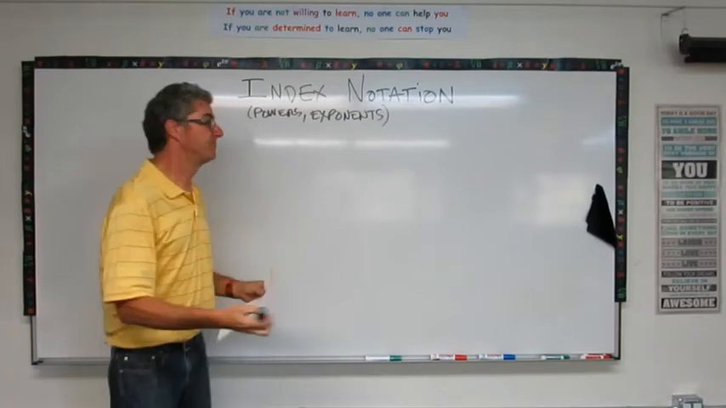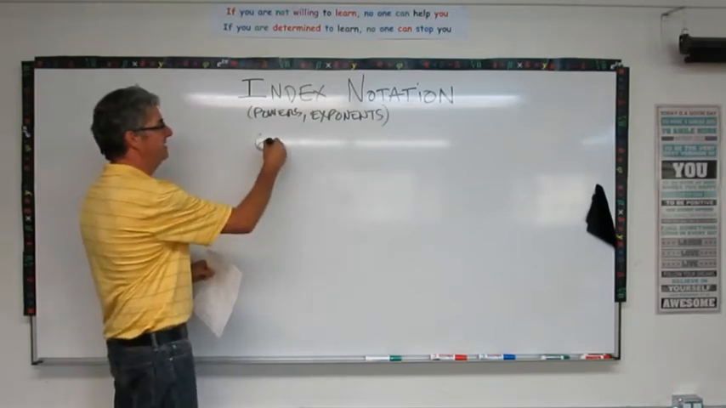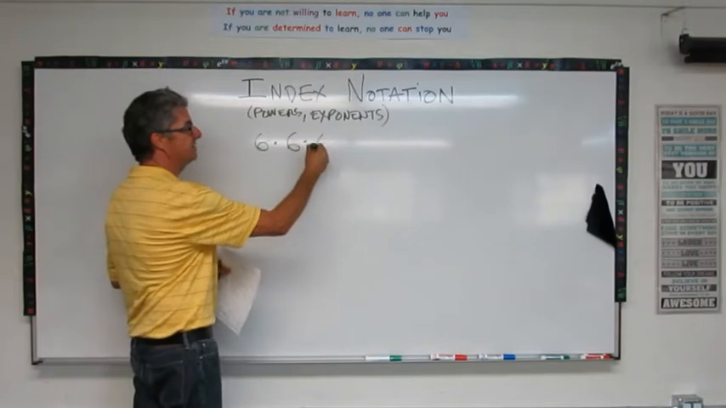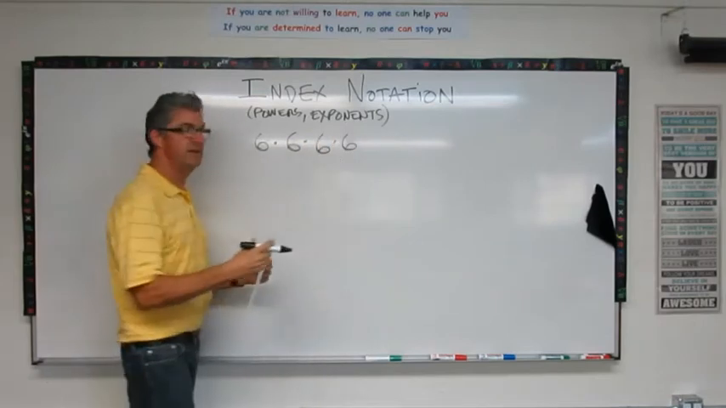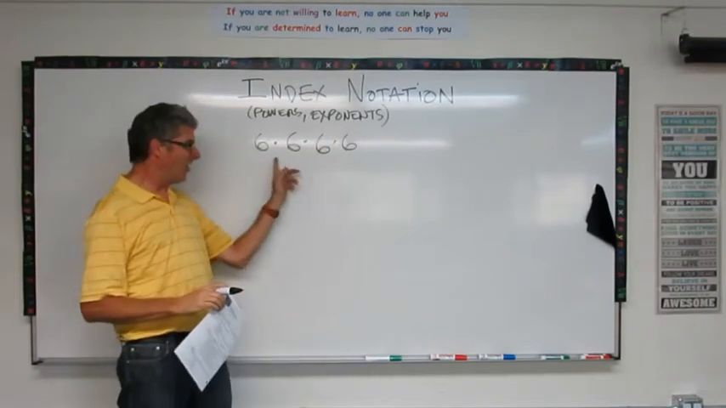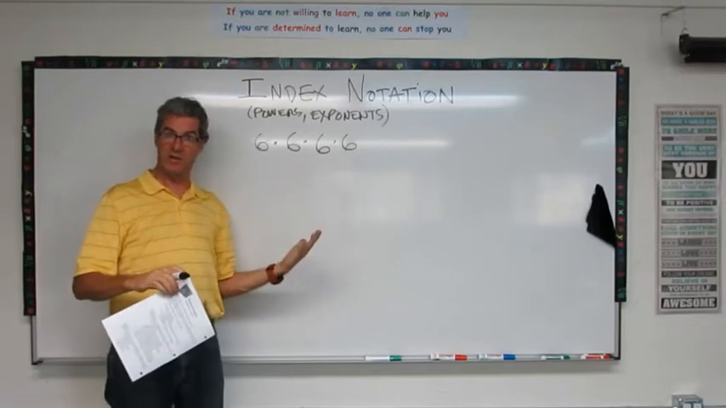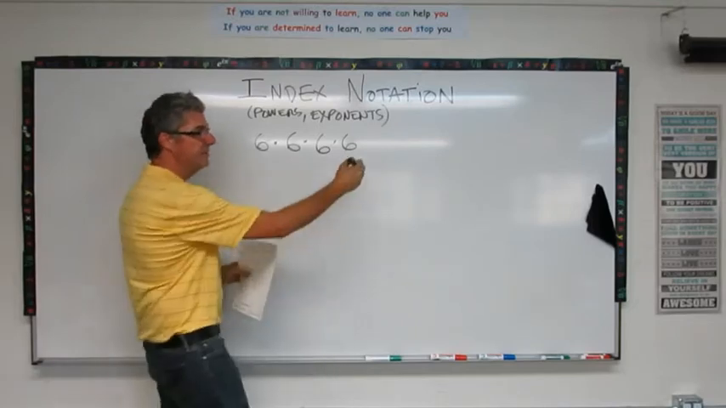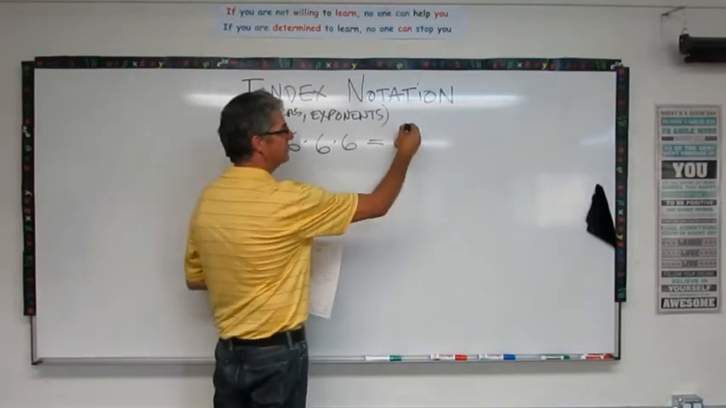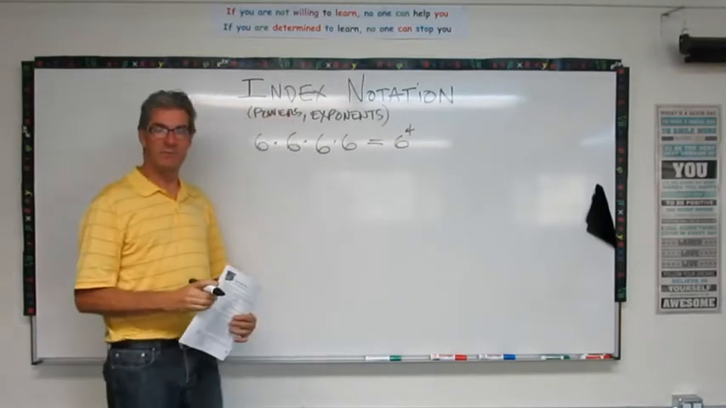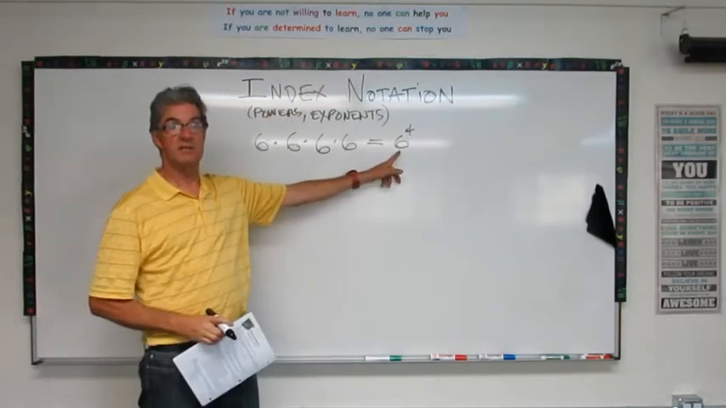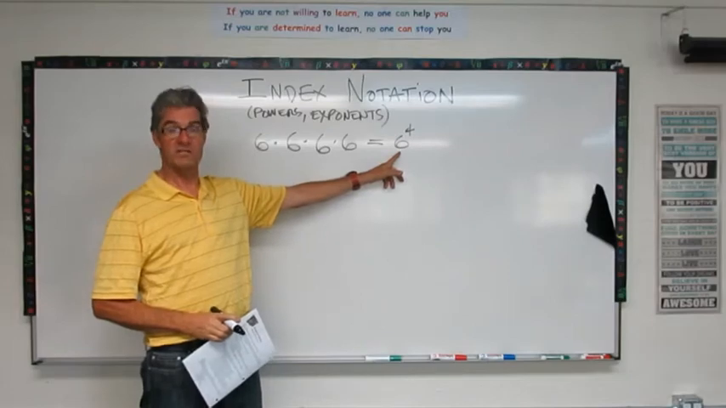For example, 6 times 6 times 6 times 6. That's kind of long, and they're all sixes. So is there a shortcut for that? Of course there is. We can write 6 to the 4th power. And what that means is 6 times itself 4 times.